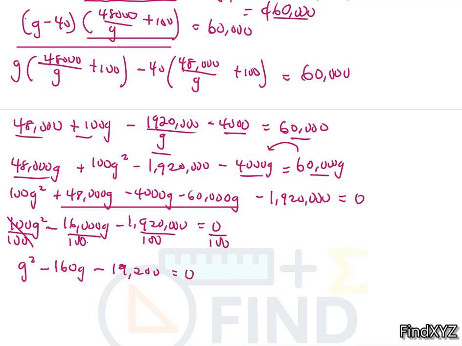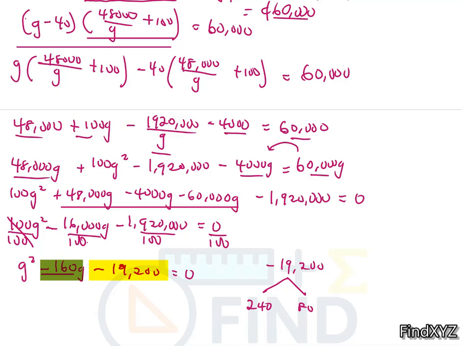How can we solve this quadratic equation? Fortunately for us, the coefficient of g squared is 1. And then we have negative 19,200. So the coefficient of g squared times the constant term, when we multiply them, we are going to get negative 19,200. Then we look for a pair of factors that will give us the middle term, negative 160. So what two factors can give us that value? The two numbers will be 240 and then 80.